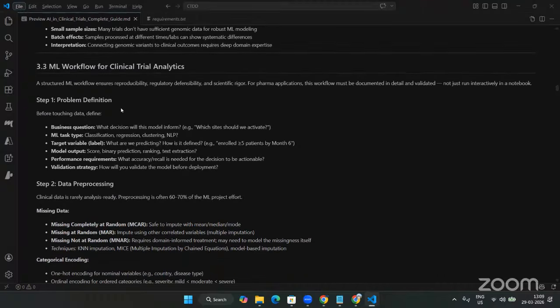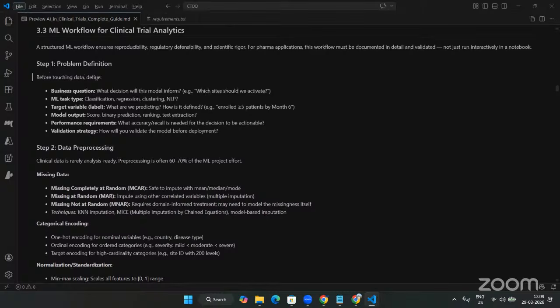So, step number one, problem definition. Before touching data, define the business question. What decision will this model inform? Example, which site should we activate? ML task type: classification, regression, clustering, NLP.